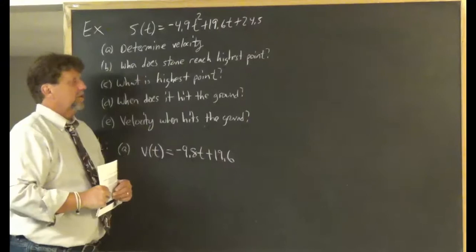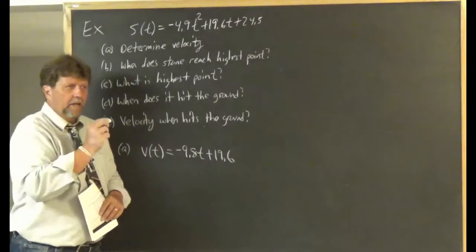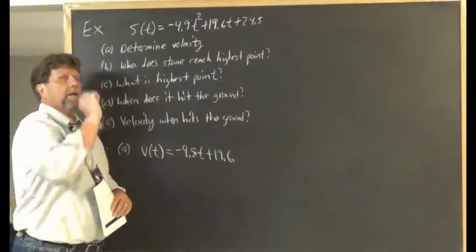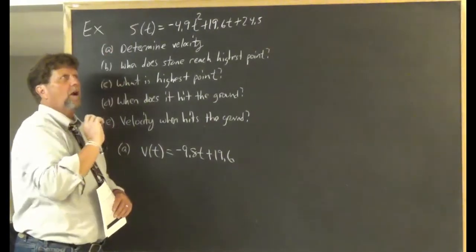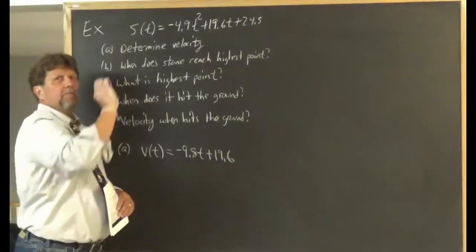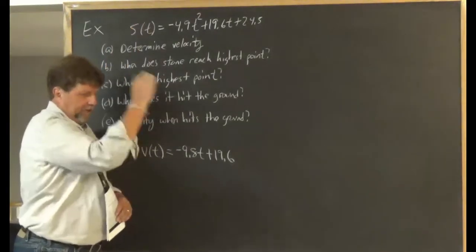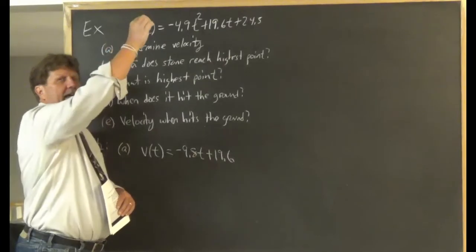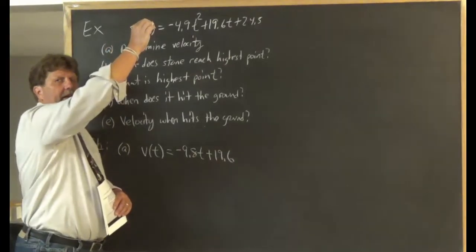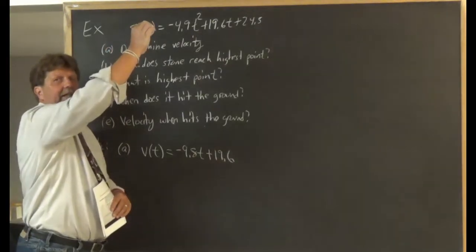So when does the stone reach its highest point? If you take something and throw it up in the air, it's going to reach a high point. While it's rising, the velocity is positive. As it's falling to the earth, the velocity is negative. When it's at its highest point, it doesn't have velocity. Its velocity is 0.